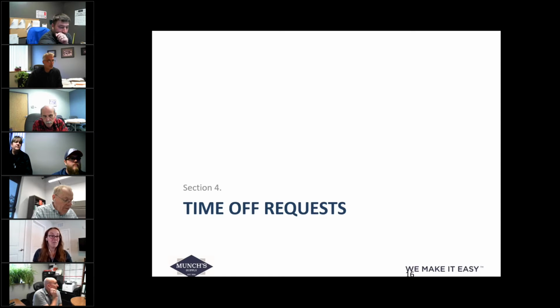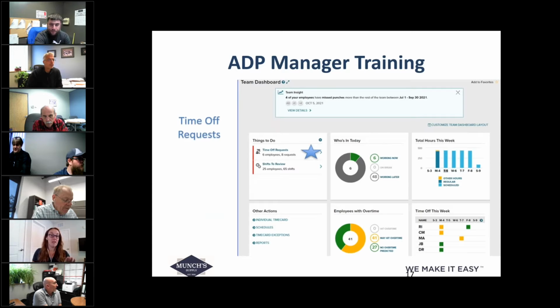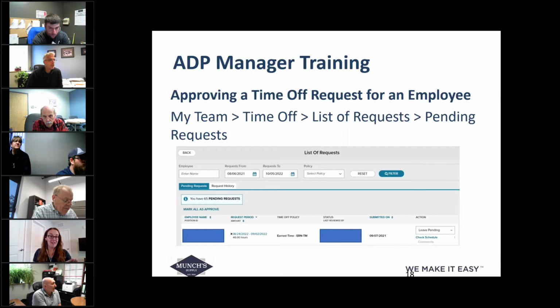All right, so the next thing that we'll talk about real quick is time off requests. If you're in your team dashboard, again, you can click time off requests and it's going to magically shoot you to where you need to go. Or you can go the long way if you're in ADP to My Team, time off, list of requests, and then pending requests is where anything that you need to address is going to live.